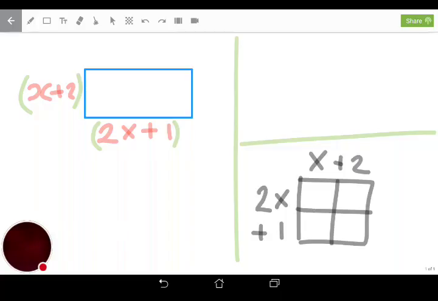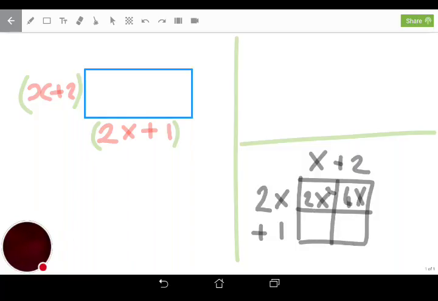The first thing I'm going to do is go 2x times x. Because I've got 2 x's here, it means I'm going to have an x squared, and I'm going to end up with 2x squared. Then I'm going to go 2 times 2x. Because it's just the numbers, I'm just going to times the numbers together this time, which gives me 4. So it's going to be 4x.